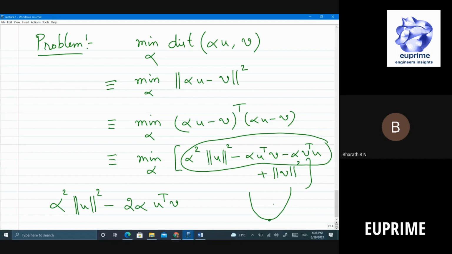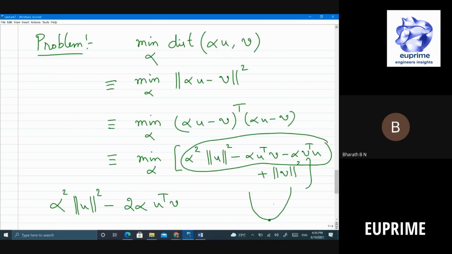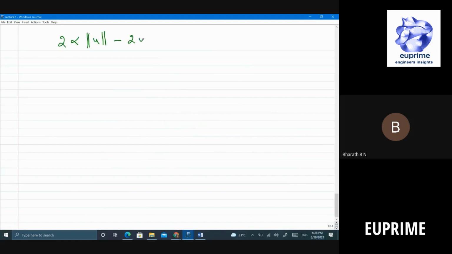So how do you find the minima? Differentiate and equate it to 0. So you differentiate and equate it to 0. What do you get? 2 alpha norm of U squared minus 2 U transpose V equal to 0. So this implies alpha is U transpose V divided by norm of U squared, right?